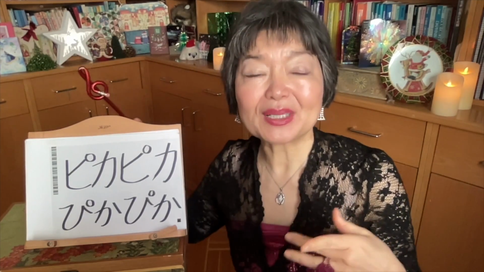このお鍋はピカピカです。We can use pika pika as a noun or also like na adjective. For example, pika pika na onabe. Or also like adverb, pika pika and the verb.